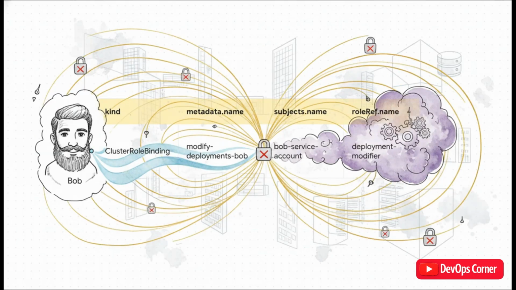And to finish the job, we create a ClusterRoleBinding. This is what connects Bob's service account to that powerful deployment modifier role. This binding grants him those permissions across every single namespace in the cluster. So now he has all the access he needs, but without the power to cause a major accident.